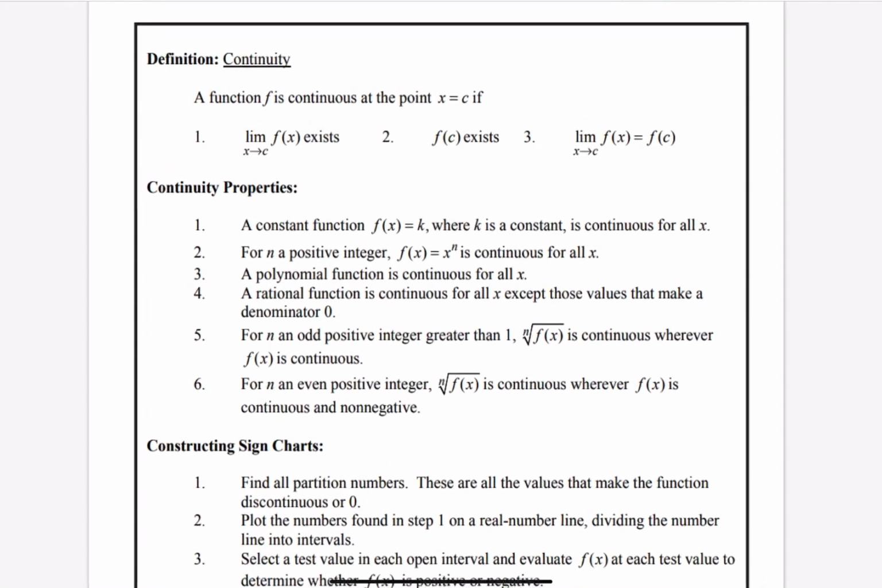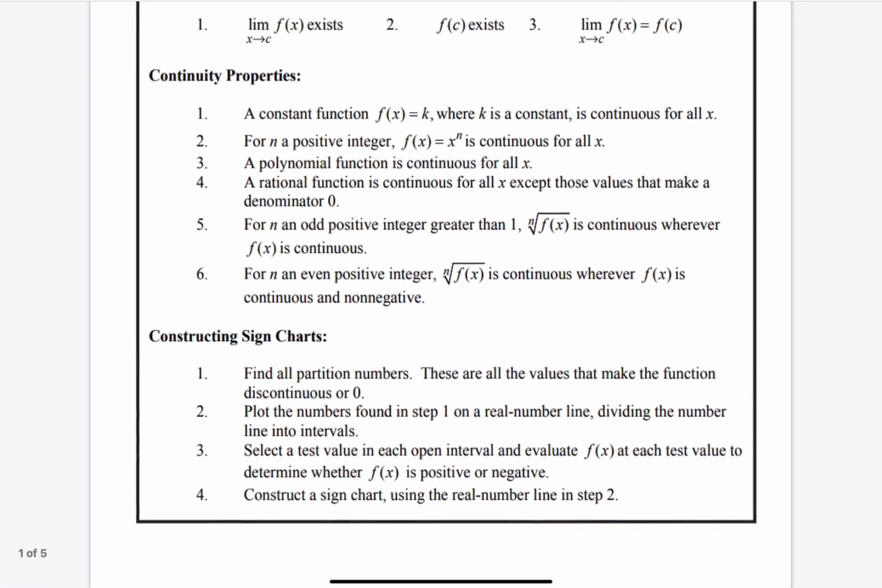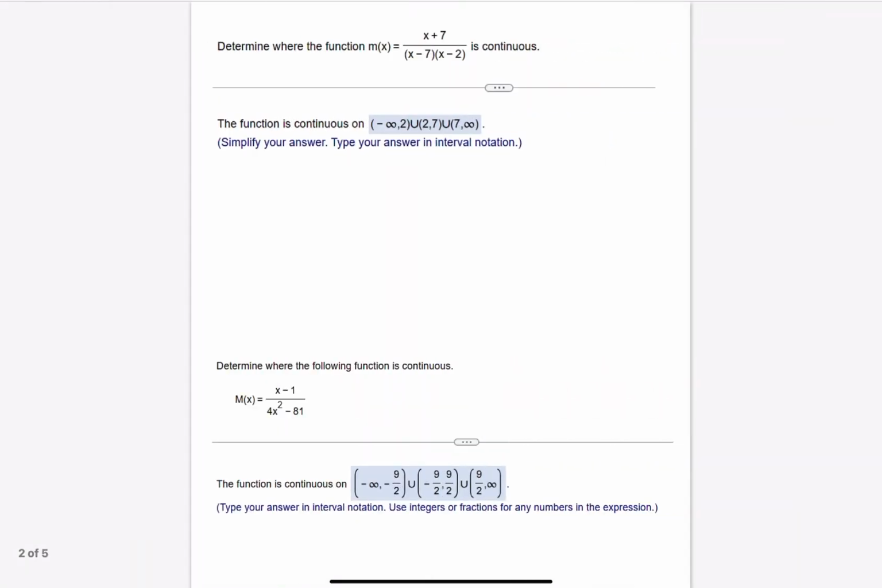Welcome, this is section 9.3, where we'll be looking at continuity of functions. So please make sure you go ahead and read all of this, especially the construction chart. I will be showing you examples, so it makes much more sense than reading this. So let's go ahead and dive into continuity.